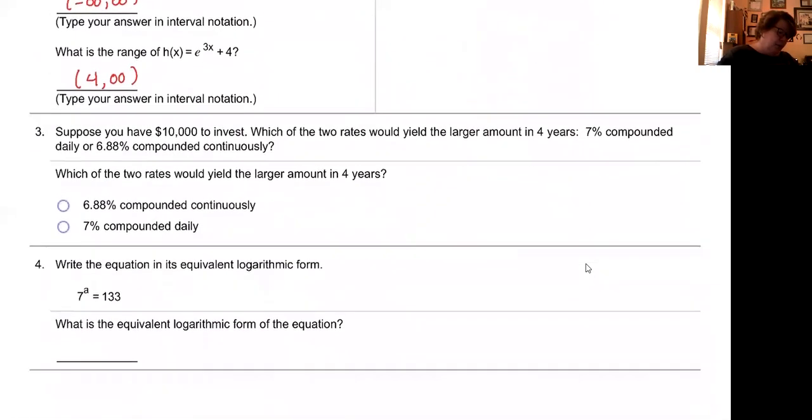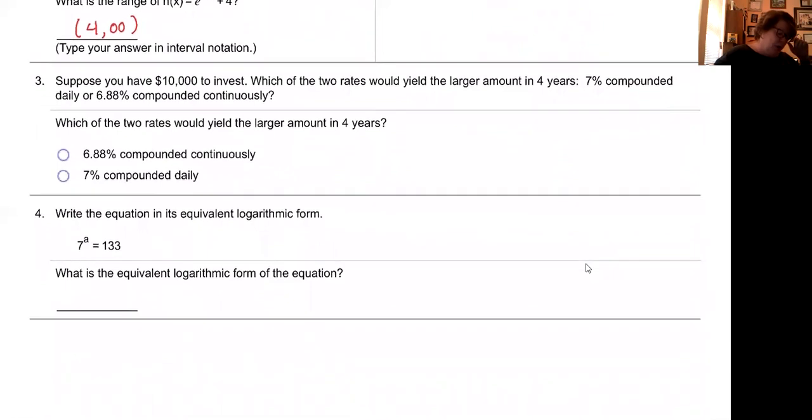All right, problem 3. Suppose you have $10,000 to invest. Which of these 2 rates would yield the larger amount in 4 years? 7% compounded daily, or 6.88% compounded continuously.